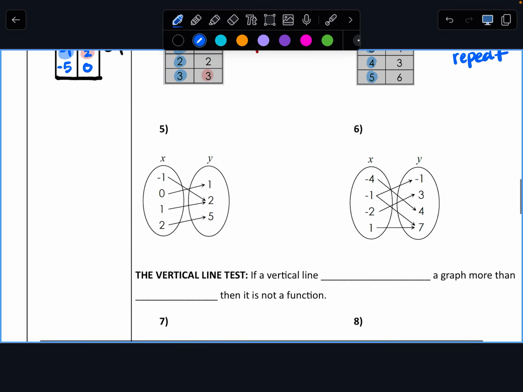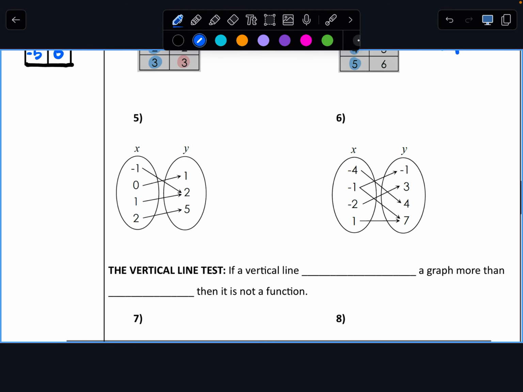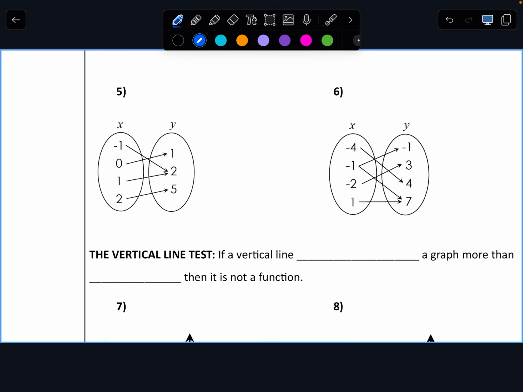Okay, moving on to mapping diagrams. This is, again, the same information. These are still points, just more shown as input-output. So you can see that -1 results in a 2, 0 results in a 1, 1 results in 2, and 2 results in a 5. So because, again, we don't have the same number repeating, giving you a different result, this is a function.